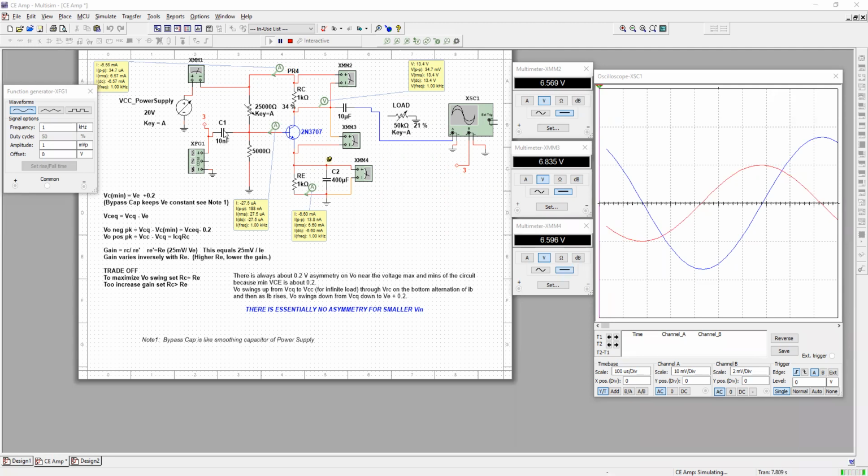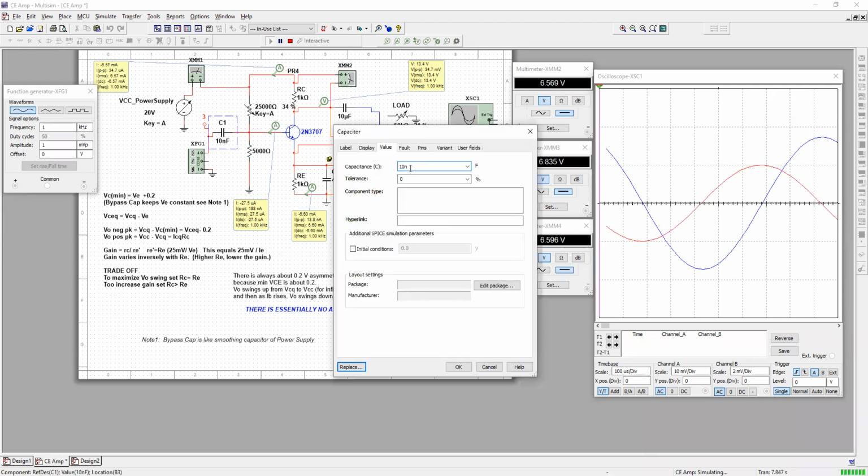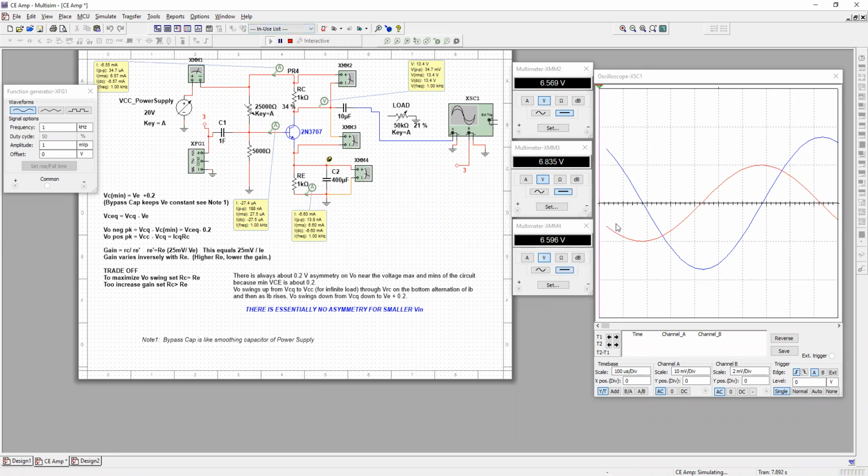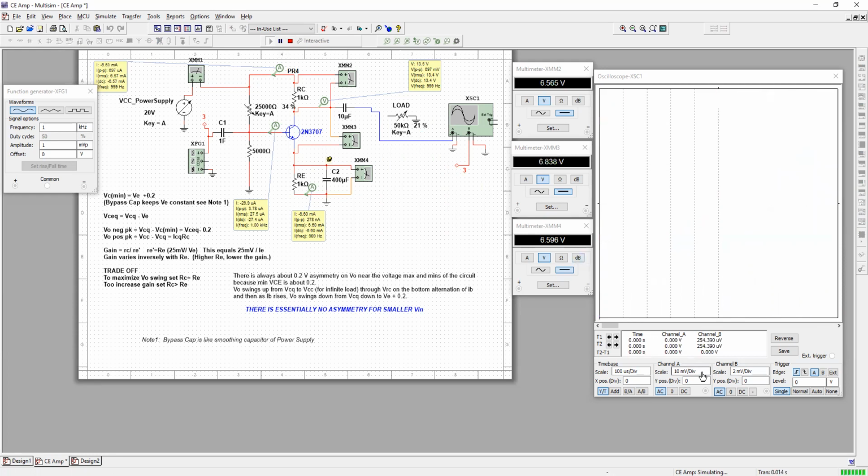Let's start by increasing the capacitor. Let's see what happens. Let's do an extreme example. Let's take it to 1 farad. Very big change. Okay. Now, notice this is the output that I had before. Let's run it again. Oh, wow. Look at this. I get a large change.